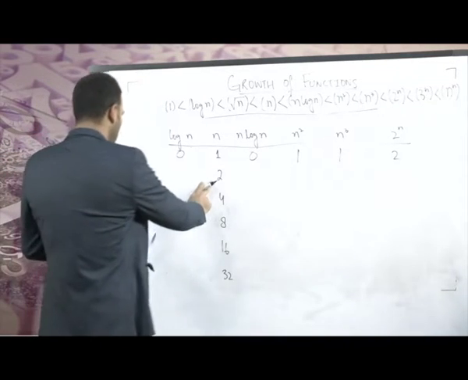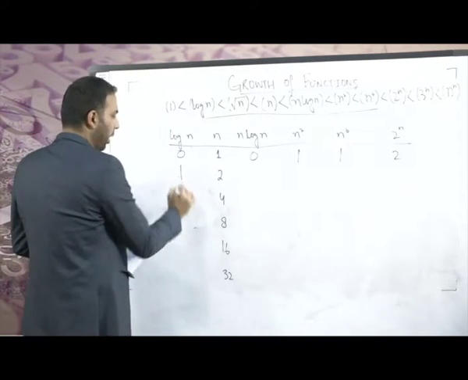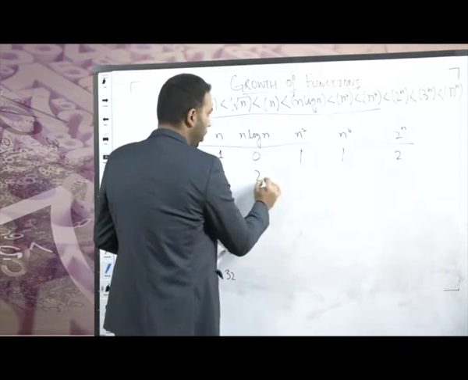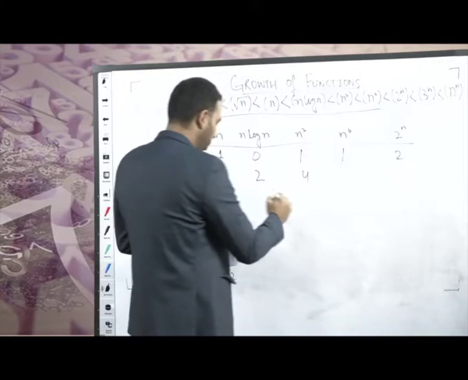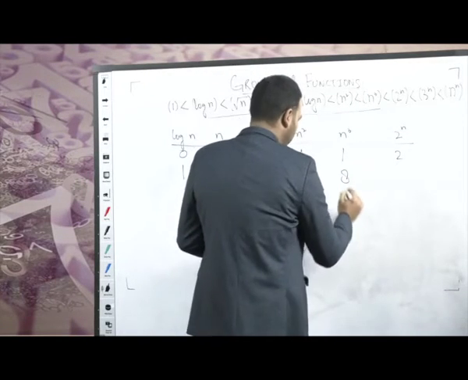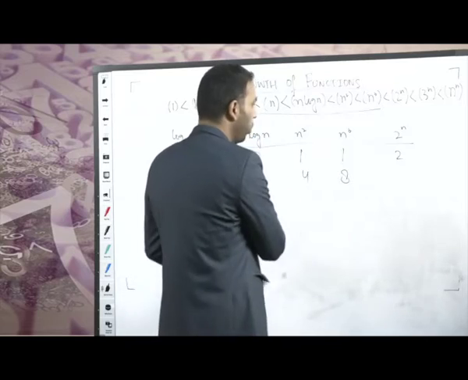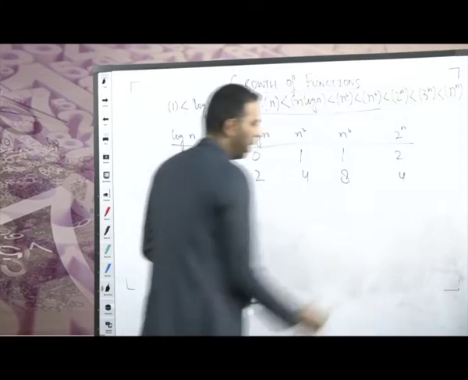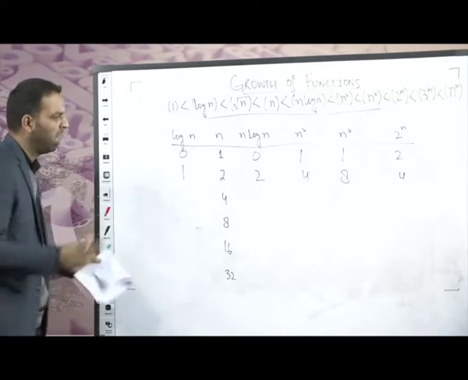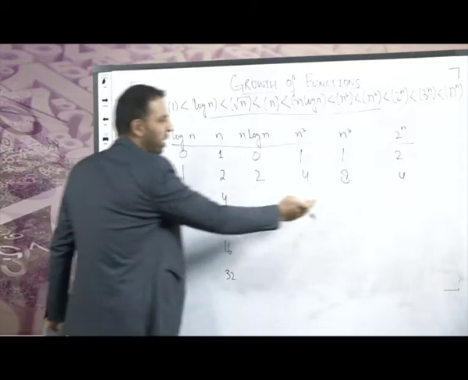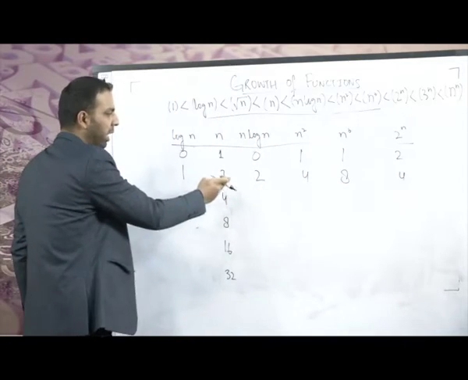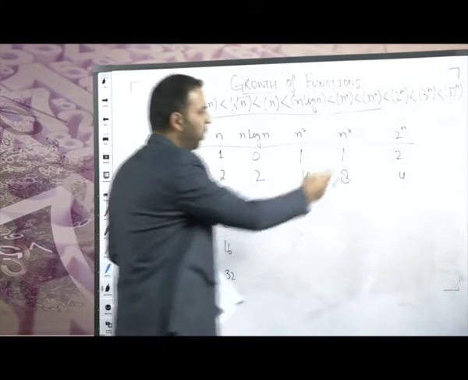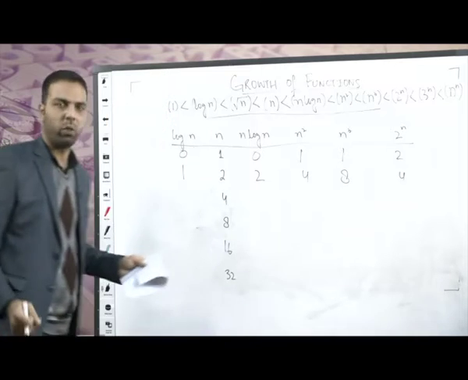Now when n is 2, your log n will be 1, your n log n will be 2, your n square will be 4, your n cube will be 8, and your 2 raised to the power n will be 2 square, that is 4, okay? Still, you can see here that cube has changed drastically, but what about 2 raised to the power n? That has not changed that much, okay?